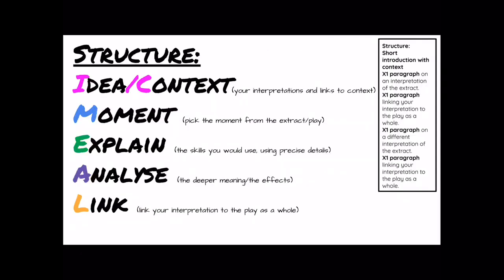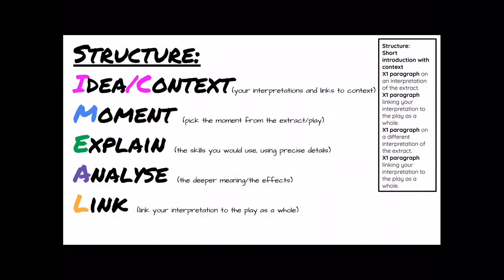And now we're going to move on to the structure. As always with structure, use what you think is appropriate, because often you'll find that your ideas will go in a very different order depending on how much detail you're doing in your analysis. But here's one called I See Mill. So we have your introduction, idea and context, a moment from the extract or play, explaining the skills you would use with precise details, analysing the deeper meaning and the effects, and then linking your interpretation to the play as a whole. So it's just a way to remember all the things you need to include.